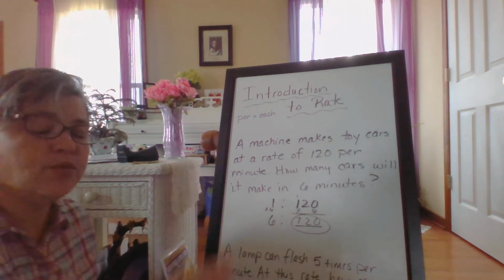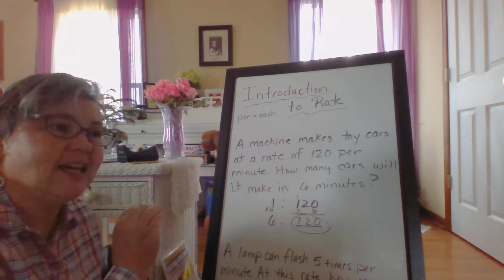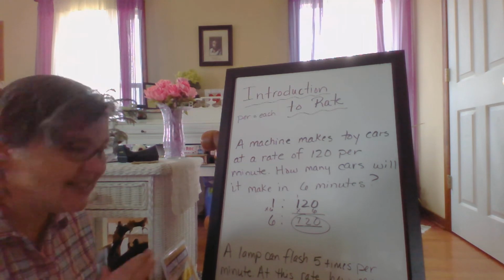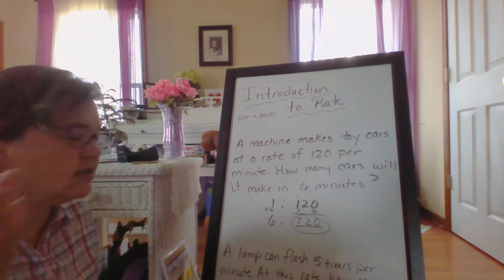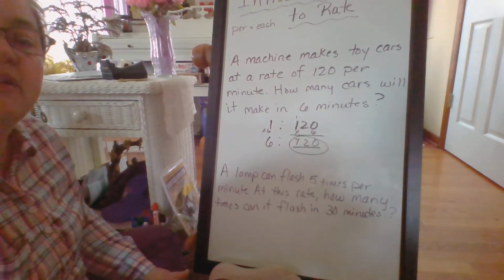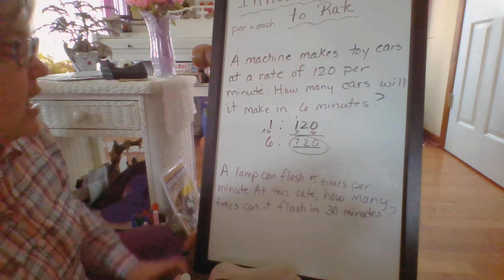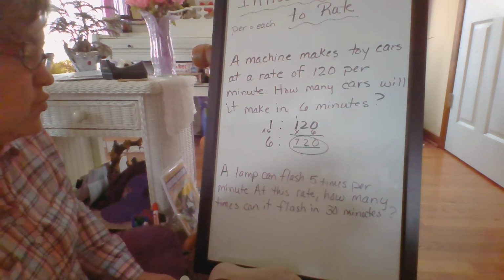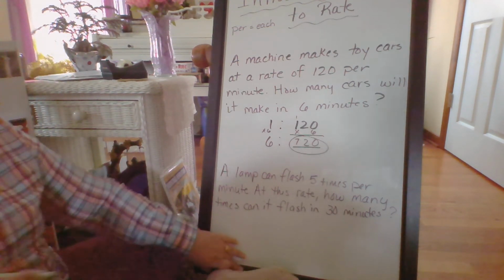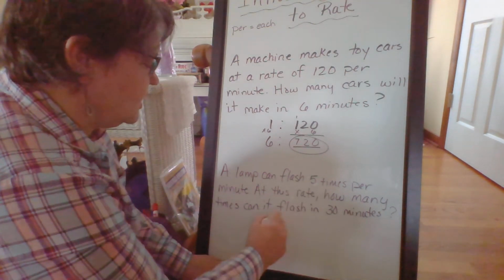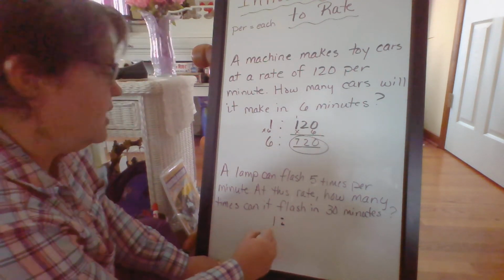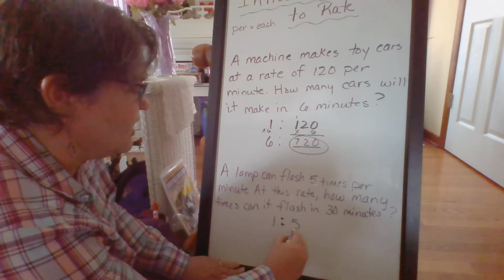So if you write it as a ratio first, you can see whether or not you're going to have to divide or multiply. And that's the key with rate. That is the key to finding your answer. Let's look at another one. Right here we have, can you see that? A lamp can flash 5 times per minute. At this rate, how many times can it flash in 30 minutes? All right, so for every 1 minute, once again, you see I'm writing in ratio. For every 1 minute, the lamp flashes 5 times.